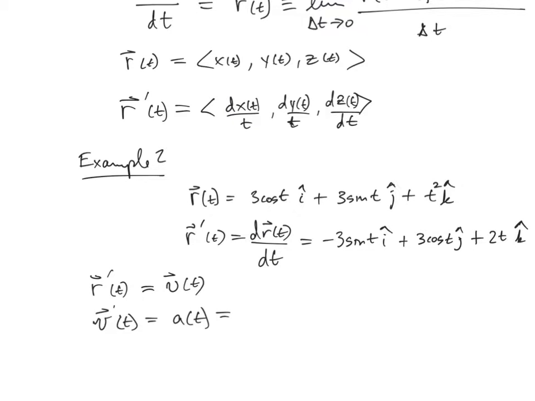So what would I get there? Well, what's the derivative of sine? Because I'm taking now the derivative of this, the velocity. Derivative of sine is cos, so I get negative 3 cos t i hat. Derivative of cos is negative sine, so negative 3 sine t j hat. And the derivative of 2t would be 2. So that would be my acceleration vector now along that curve that is described by the position vector r.